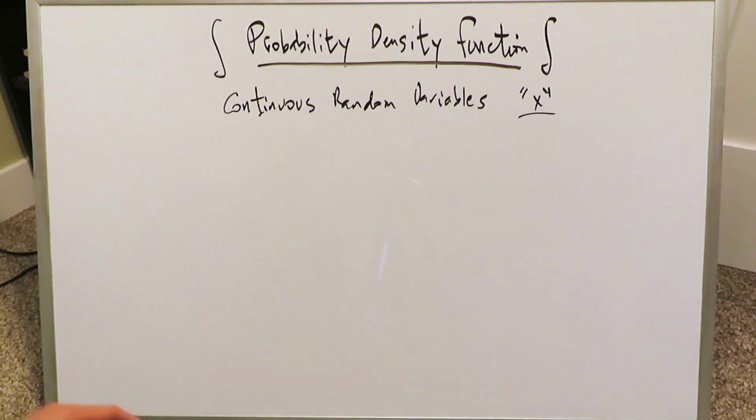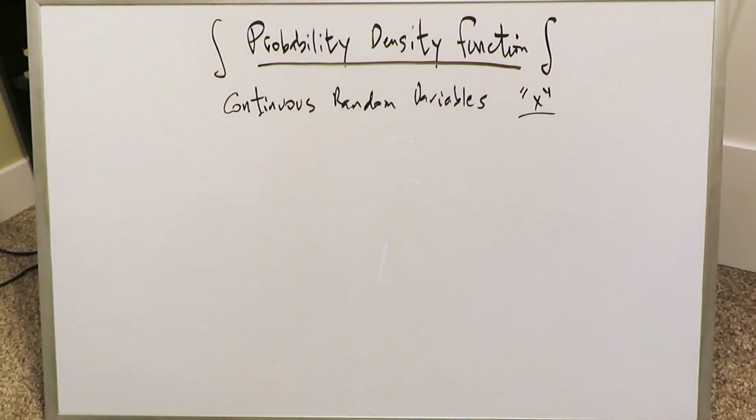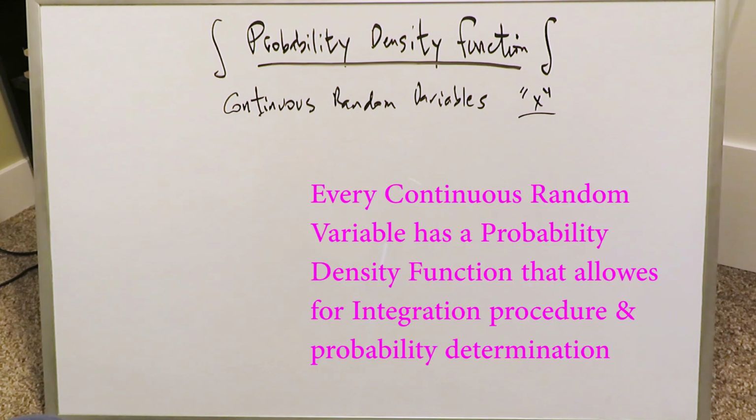We're looking here at a calculus application, the probability density function, which is basically the application of calculus for probability determinations. But before we do that, we need to look at this concept of a continuous random variable.